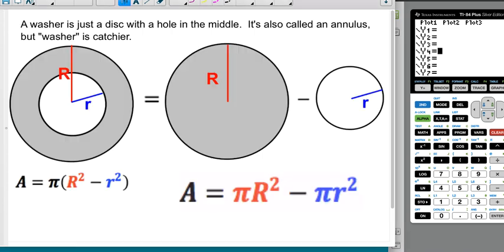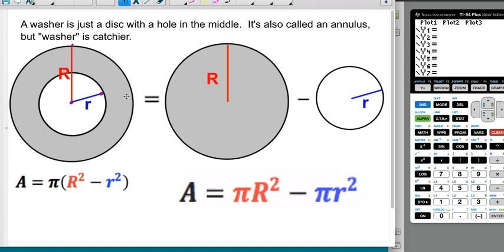So a washer is just a disc with a hole in the middle. It's also called an annulus. An annulus is basically a two-dimensional donut, right? So what we're looking at here is this outer edge, and the radius from the center to the outer edge is big R. And we have this inner section that would be the hole that is cut out of the shape, and the radius of the hole is lowercase r, which is blue here.